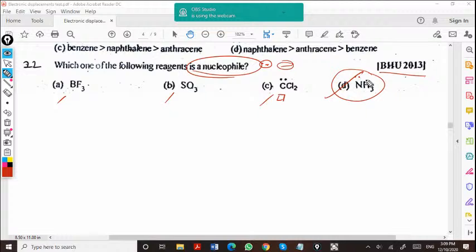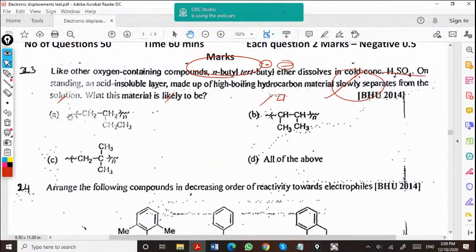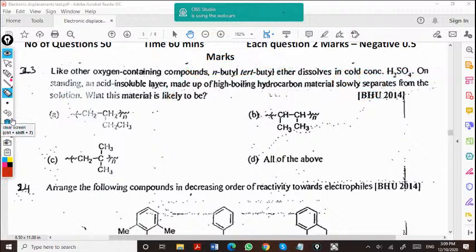Okay, next. This is a little explanatory question, so read it first, and we'll see how you understand it. What the question gives is: like other oxygen containing compounds, N-butyl tertiary butyl ether. So it is an ether.